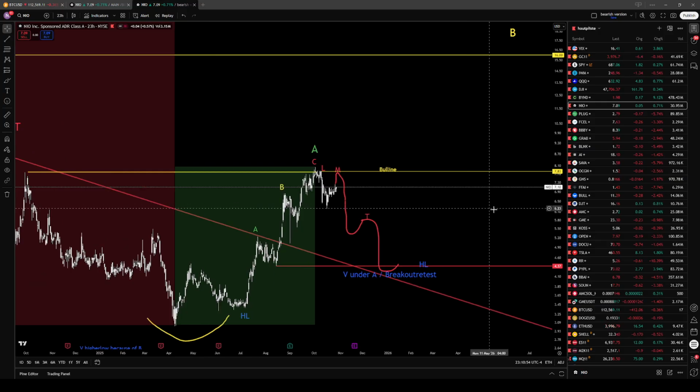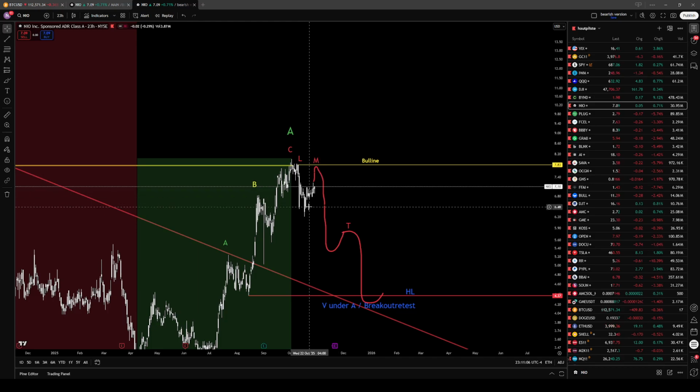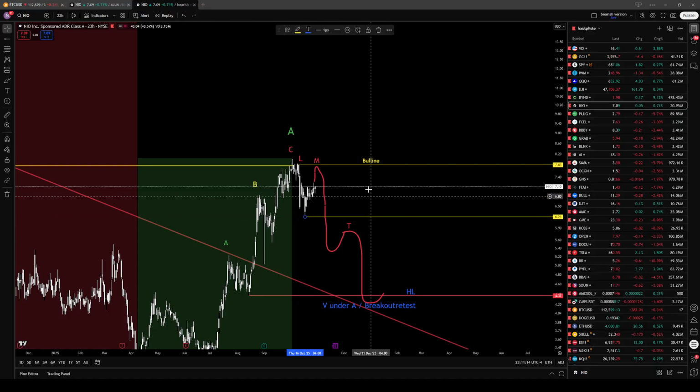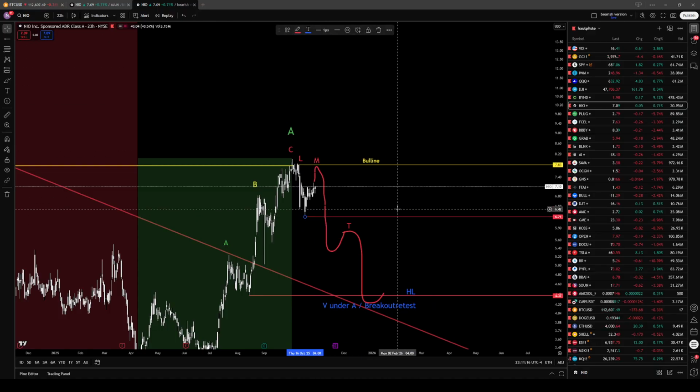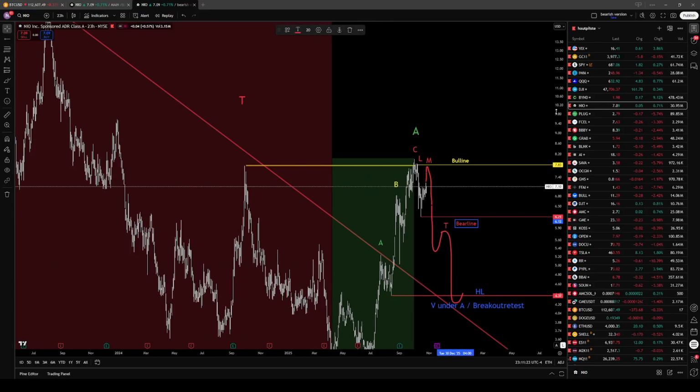For confirmation levels, if it breaks to 7.82, bullish. If you reject here or if you're breaking 620, then we will do our V and A. So still tracking perfectly.